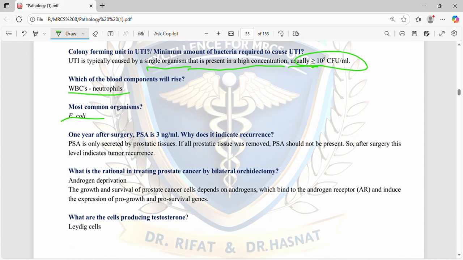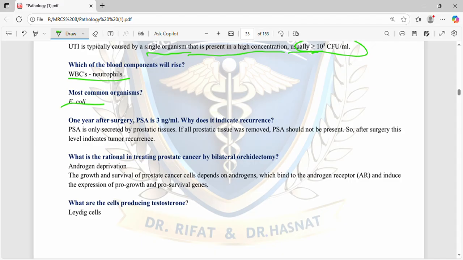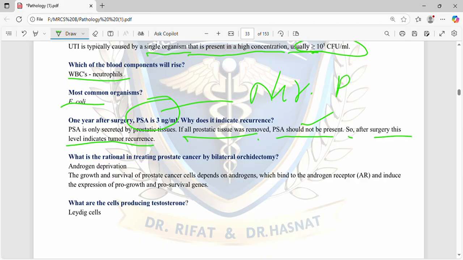1 year after surgery, PSA is 3 nanogram per ml. Why does it indicate recurrence? PSA is only secreted by prostatic tissues. If all prostatic tissue was removed, for example, you have done a radical prostatectomy, PSA should not be present. So after surgery, this level indicates recurrence. Normally, this level is normal, but after radical prostatectomy, this should be 0.